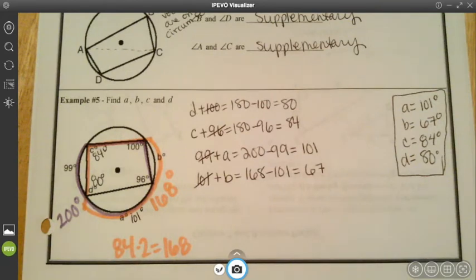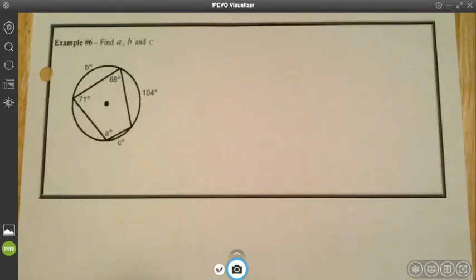Let's take a look at the next page. This is the last problem of the section, and so I'd like you to go ahead and give it a try, and then we'll go through it together.